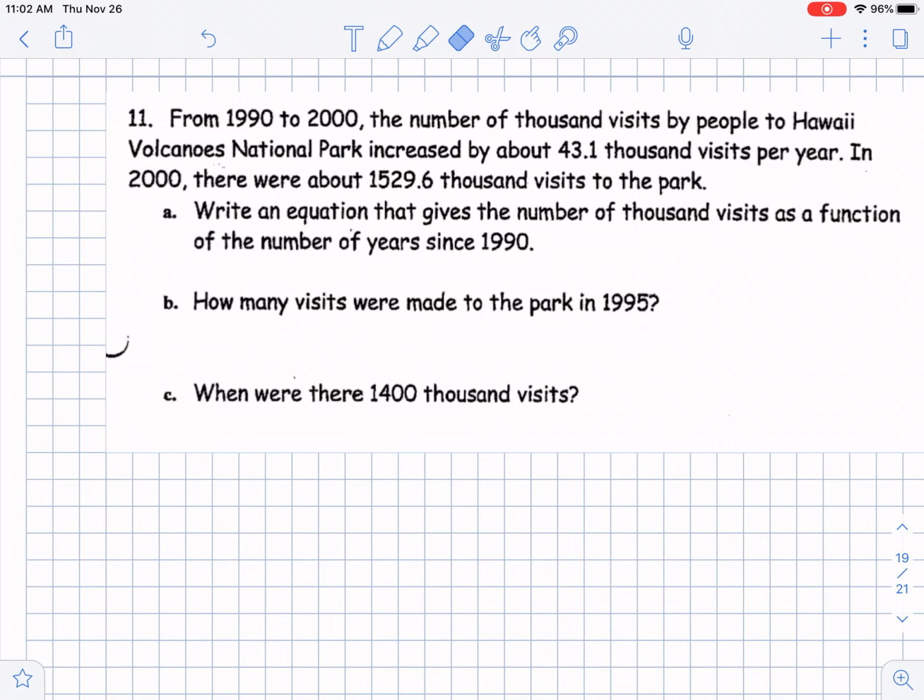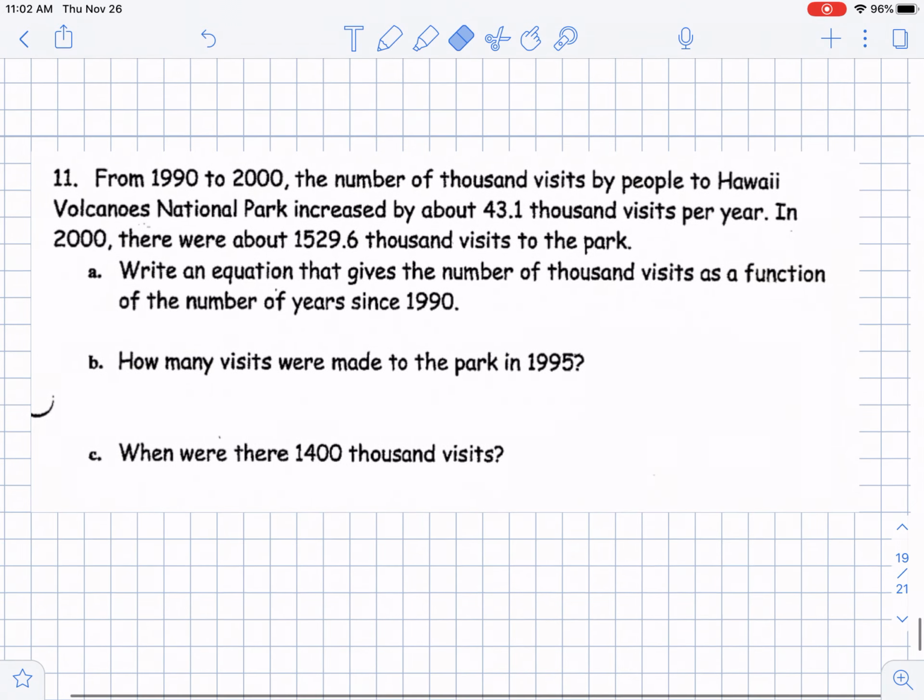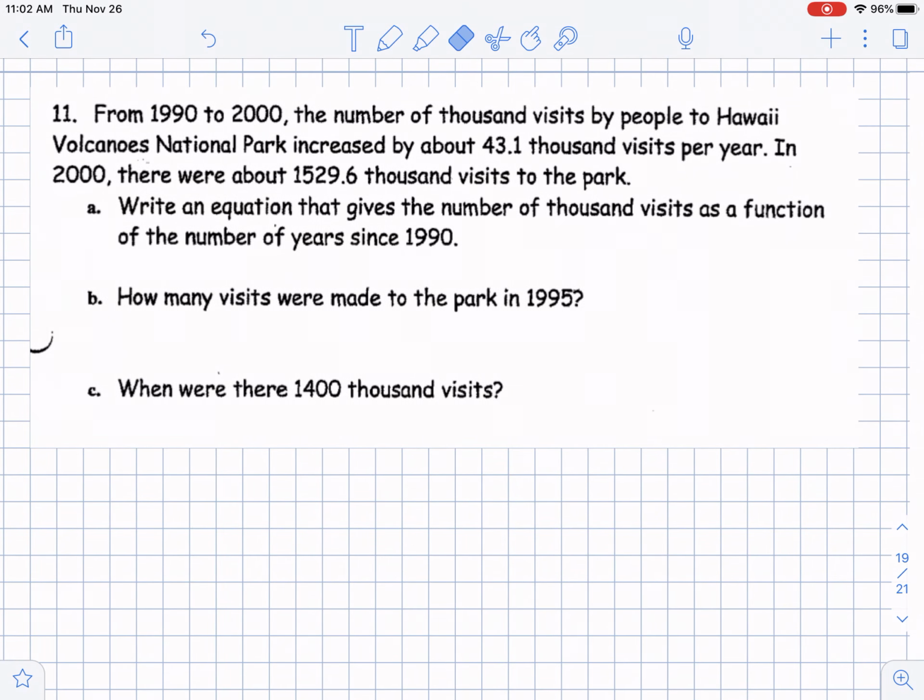All right, let's do two problems here. 11 and 16 from our partner review. Here we go. We're given some information here from 1990 to 2000. That is 10 years worth of time. The number of thousand visits by people to Hawaii Volcanoes National Park increased by 43.1 thousand visits per year. That means each year it goes up by 43.1 thousand. So whatever 1990 was, 1991 was that specific number plus 43.1 thousand.